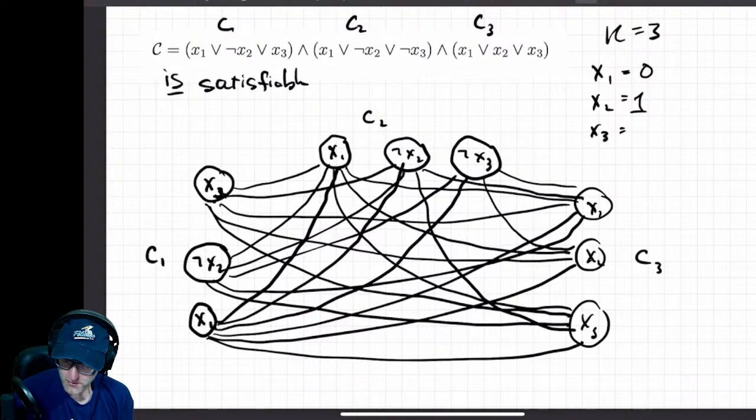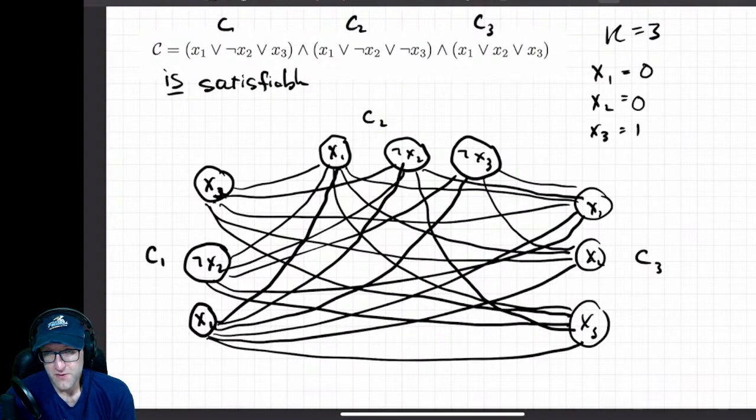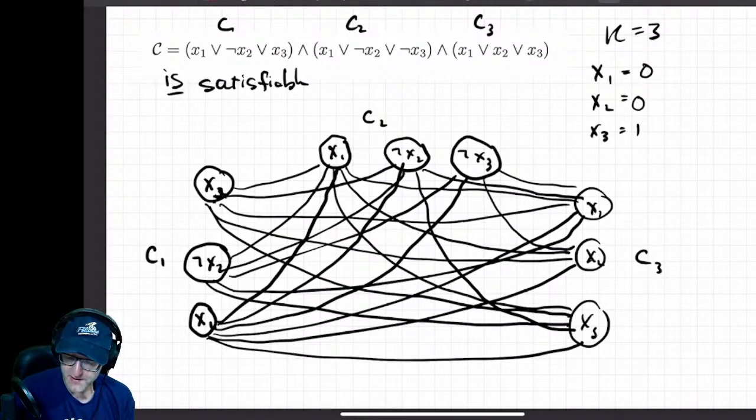So let's go ahead and say 0. That will make the first clause and the second clause true by virtue of that negated literal there. And all we have to do is take care of this third clause, and so I'll set that to 1. There are a couple of other truth settings here that would actually work as well. Now, observe here that that is going to lead to a clique of size 3.